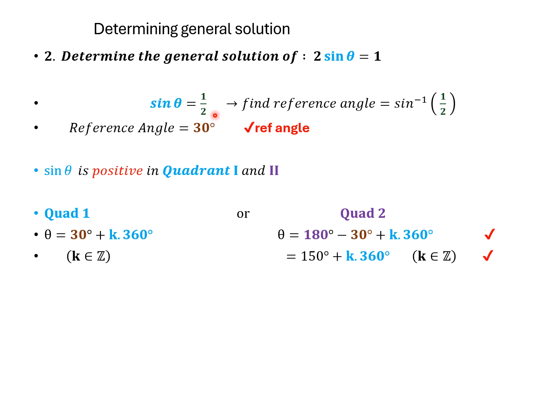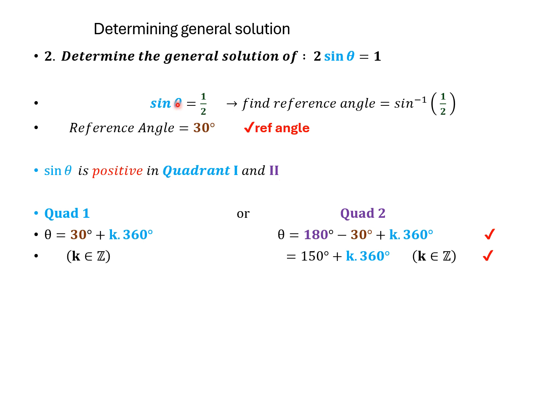To find the reference angle, I'm going to press shift sine half and that will give me a reference angle of 30 degrees. Again, 1 mark for reference angle. So please ensure you get that mark. Now sine half there is a positive value, so we should know sine is positive in quadrant 1 and quadrant 2 according to the cast rule.